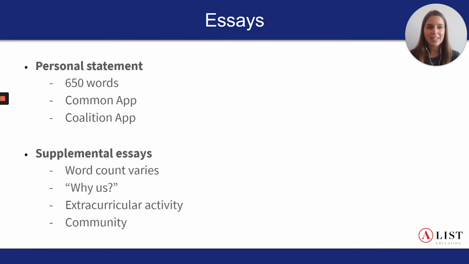When considering the essays, every student will write a personal statement, which is 650 words, to submit to the Common App and/or the Coalition App. Students might also have supplemental essays, which the word count will vary. Some supplemental essays are as short as 1 word, and I've seen some up to 800 words. Some common topics include, why do you want to attend our school? Tell us about an extracurricular activity, or tell us how you've contributed to your community.